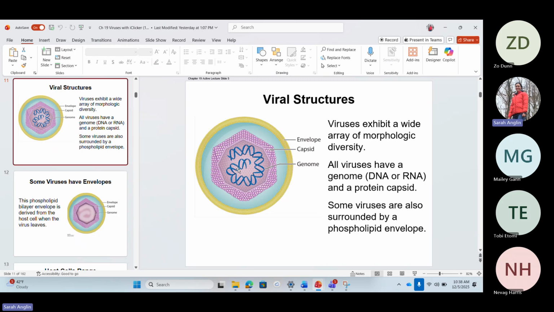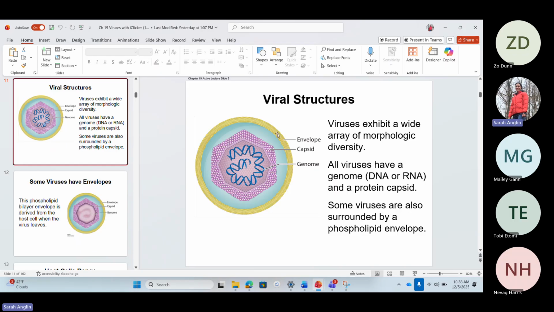All viruses have this. Are they always this shape? No, because viruses come in all different shapes and sizes. So this is just a generic example, but all of them have a capsid, all of them have a genome. The genome can vary. It could be DNA or RNA, single-stranded, double-stranded, all that good stuff. But there's a genome within that capsid.